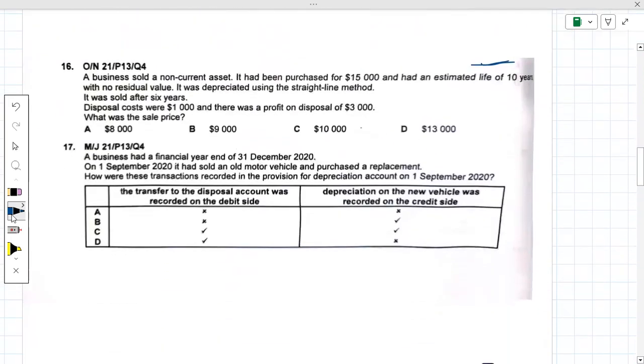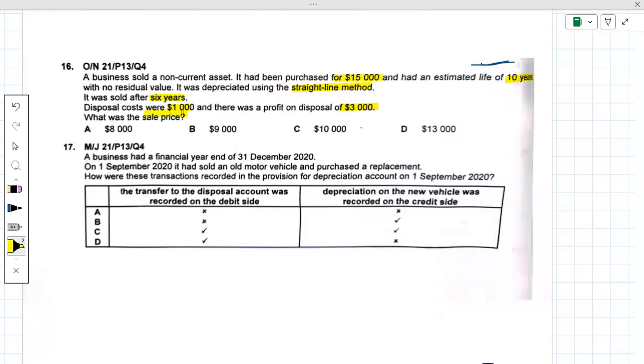The C option is the right option. Okay, so the next question is, a business sold a non-current asset. It had been purchased for $15,000 and had an estimated useful life of 10 years with no residual value. It was depreciated using the straight line method. It was sold after 6 years. Disposal cost was $1,000. And there was a profit on disposal, which is $3,000. So what was the sale price?